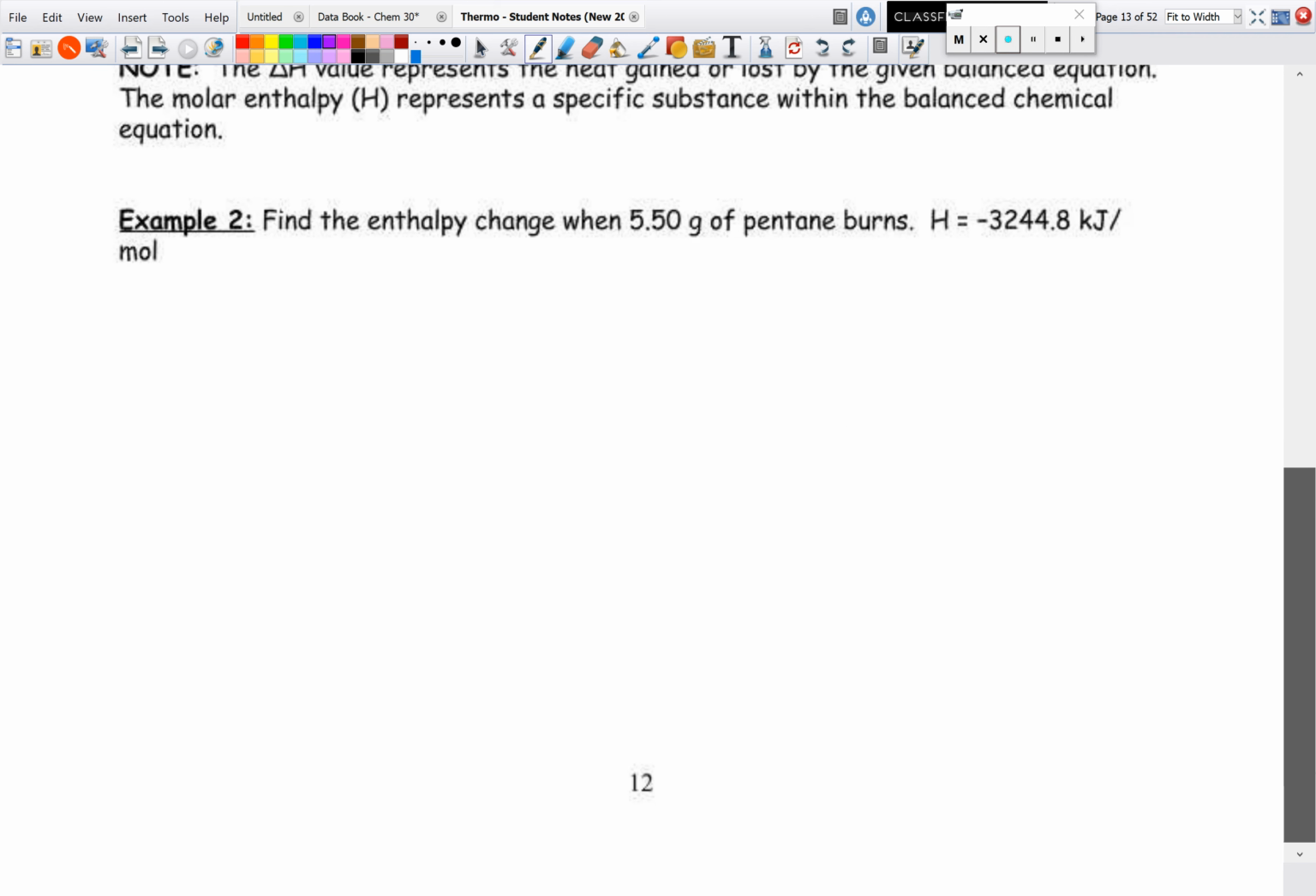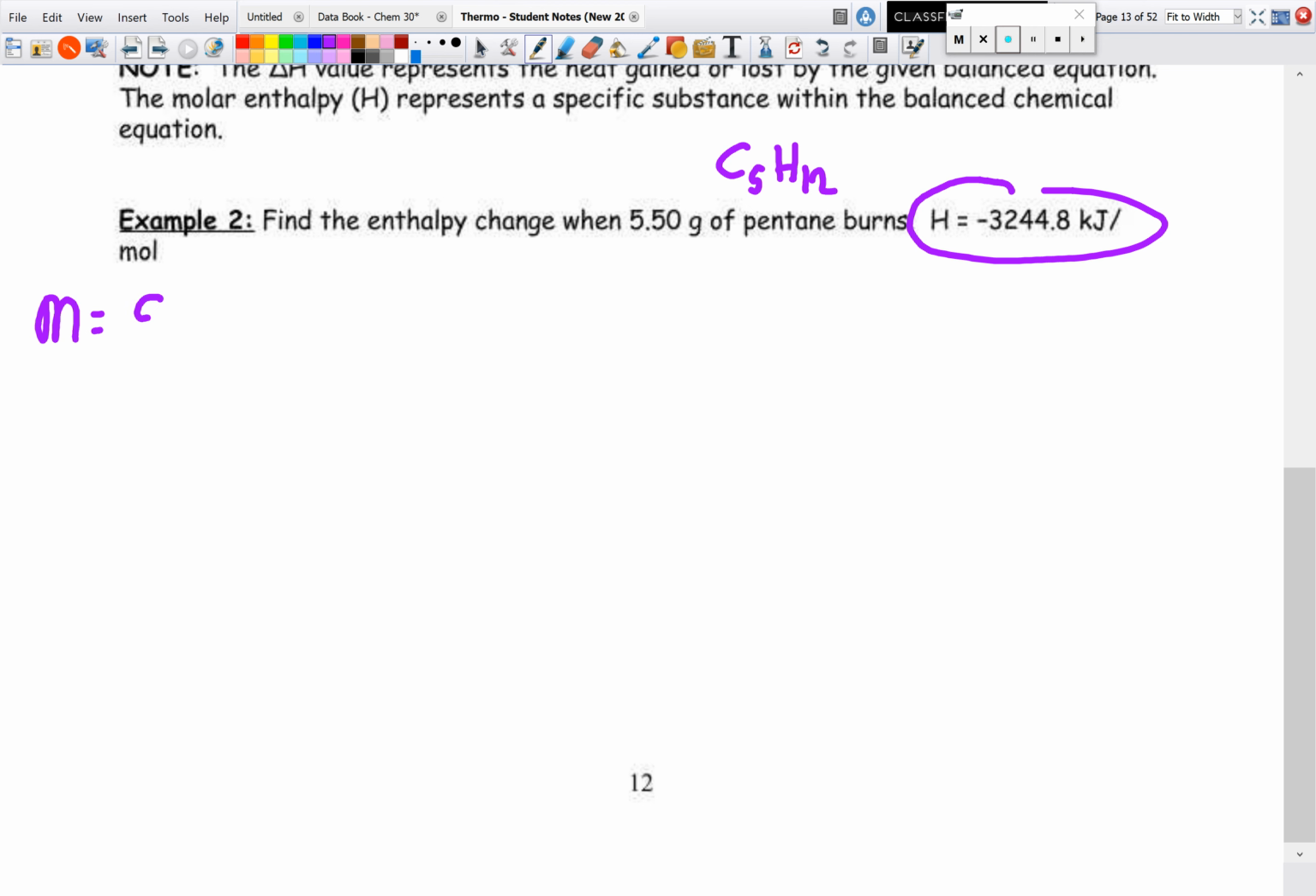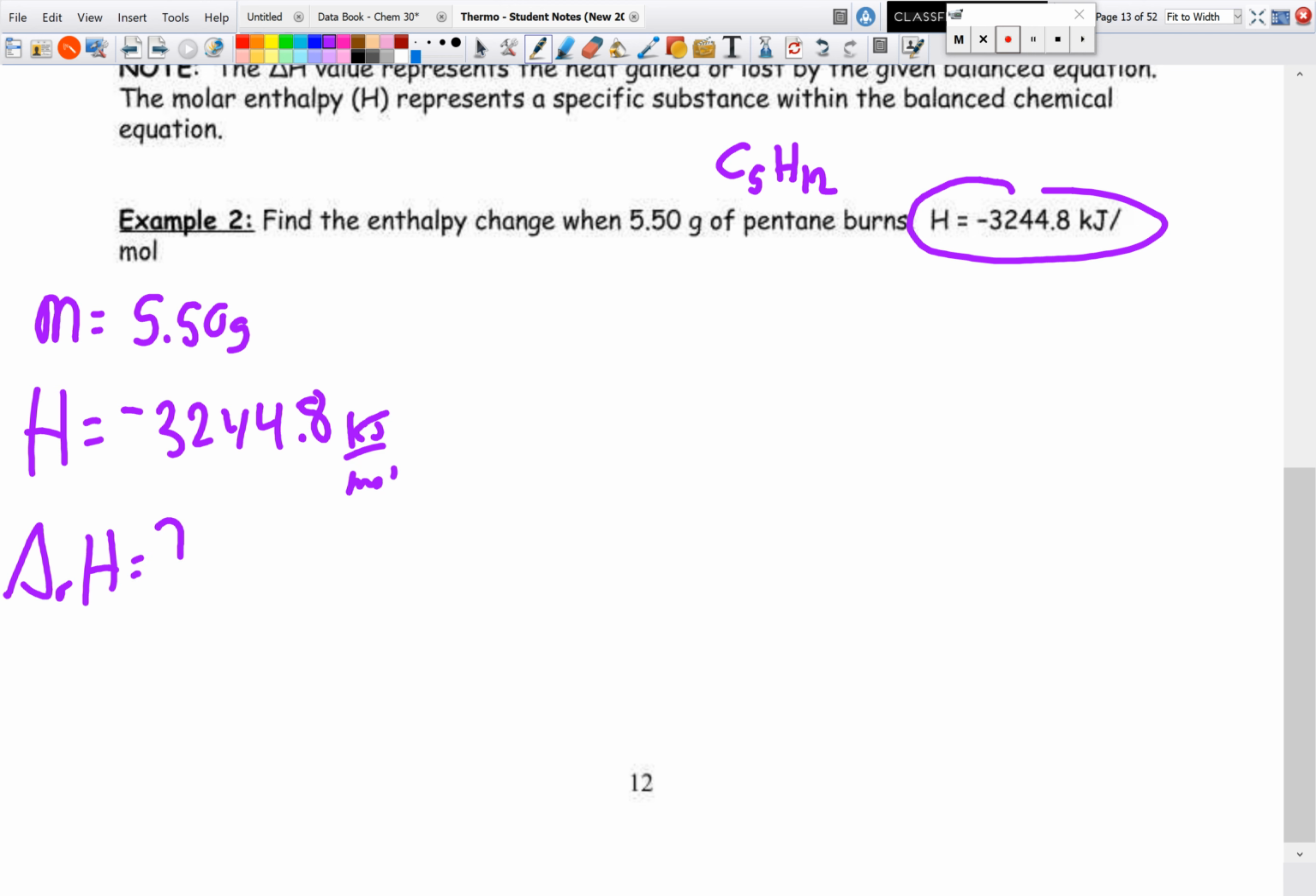Now, this one's going to be a little different. It says find the enthalpy change when 5.50 grams of pentane burns. So pentane in this case, you can look at your data booklets, but it's going to be C5H12. Now, same thing, this time we're given our molar enthalpy, right? So we have a mass of pentane, we have molar enthalpy, and it's asked what is the change in enthalpy.